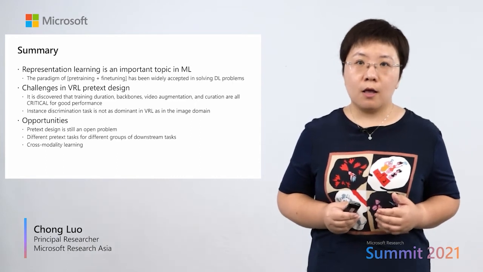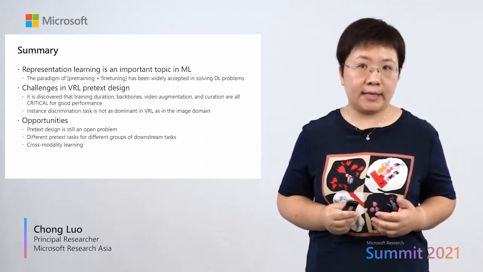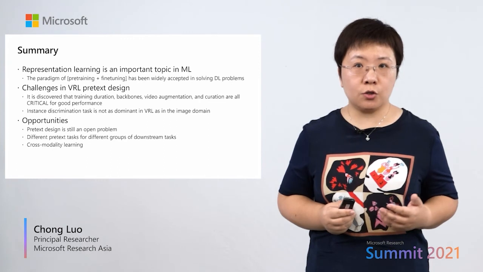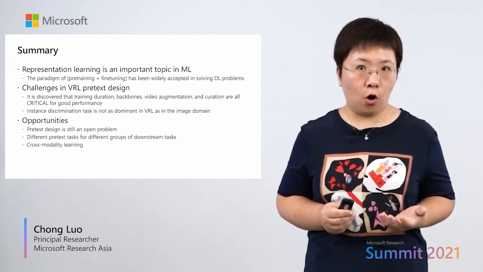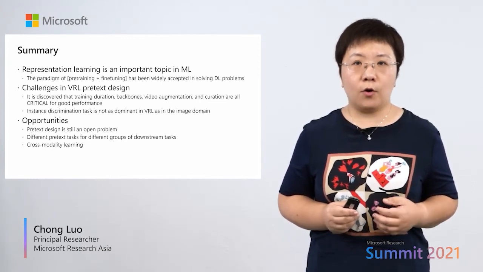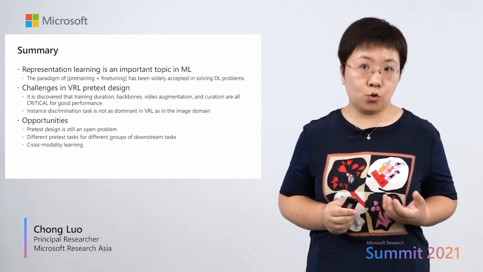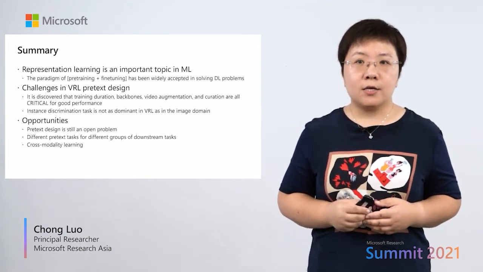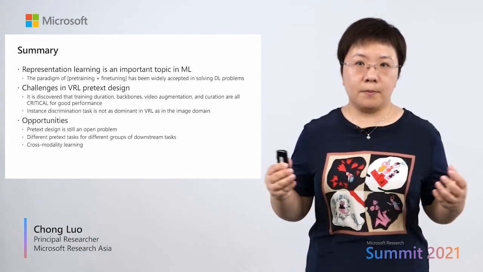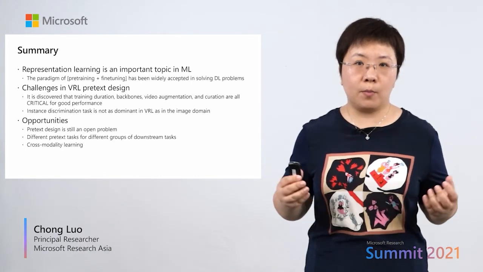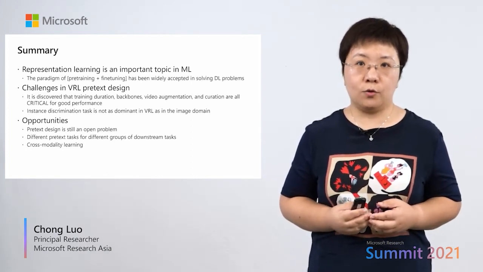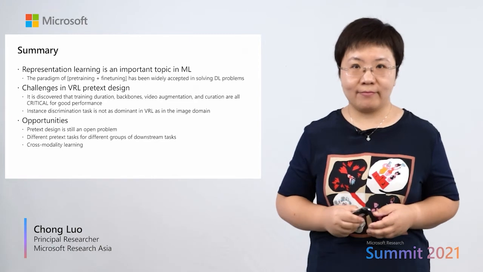Second, we conjecture that different pretext tasks are needed for different groups of downstream tasks. And also, video comes with multiple modalities. In addition to the visual clues, we also have audios or speeches or even the text that was translated from the audio. So making use of all the modalities and doing cross-modality pre-training is also a promising direction.